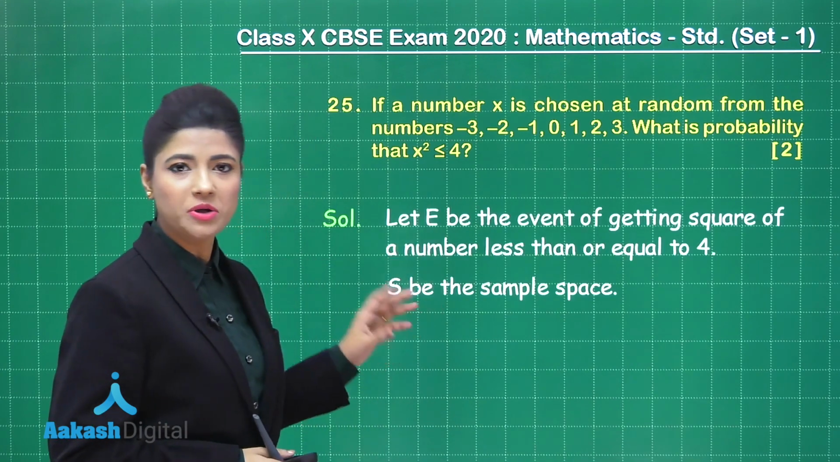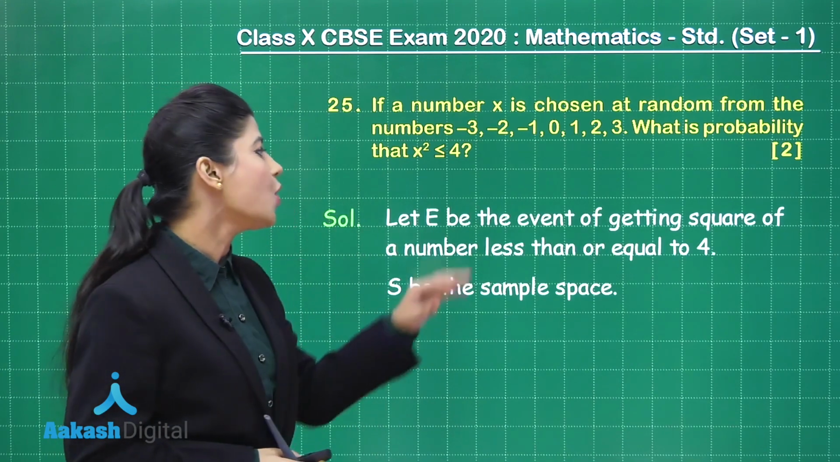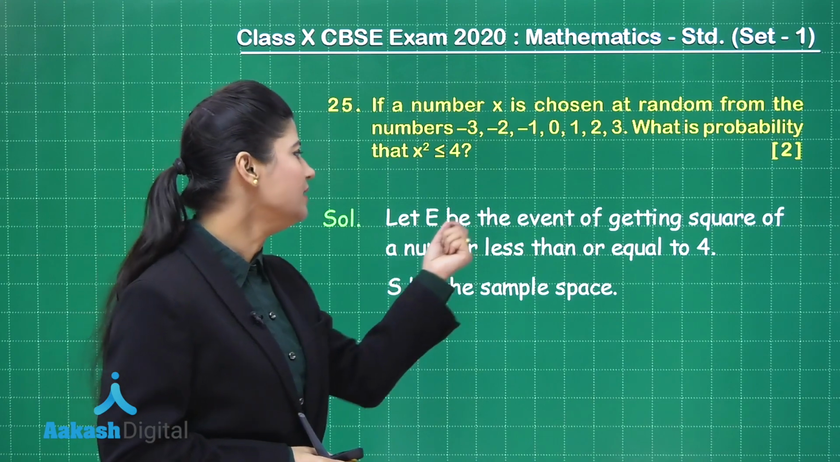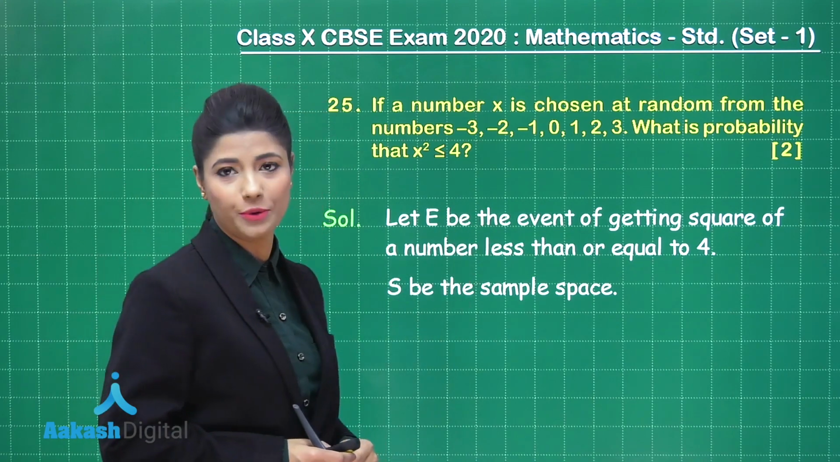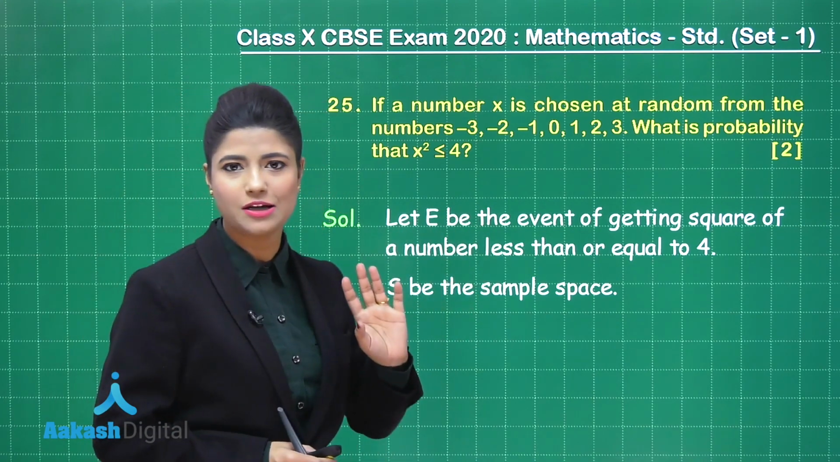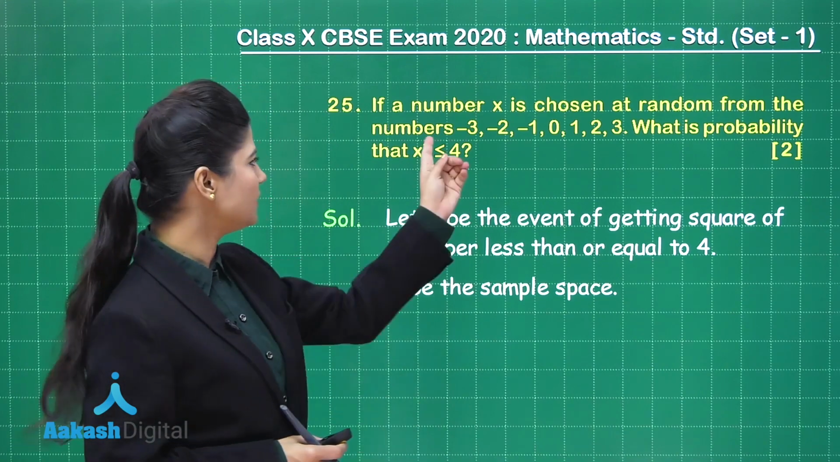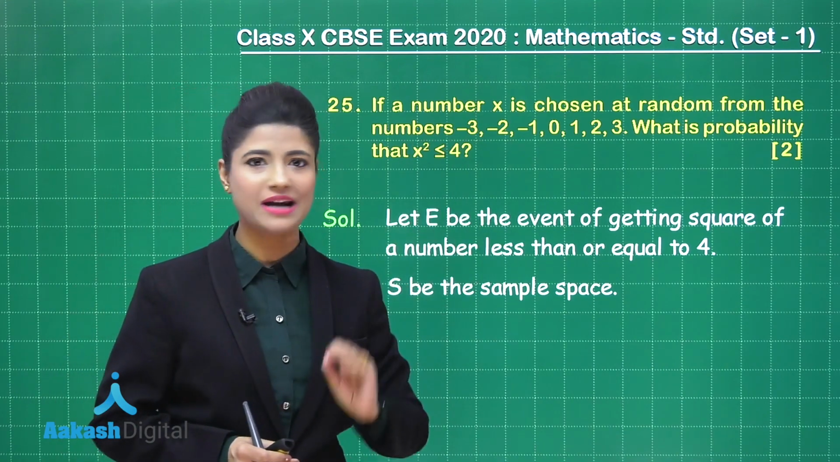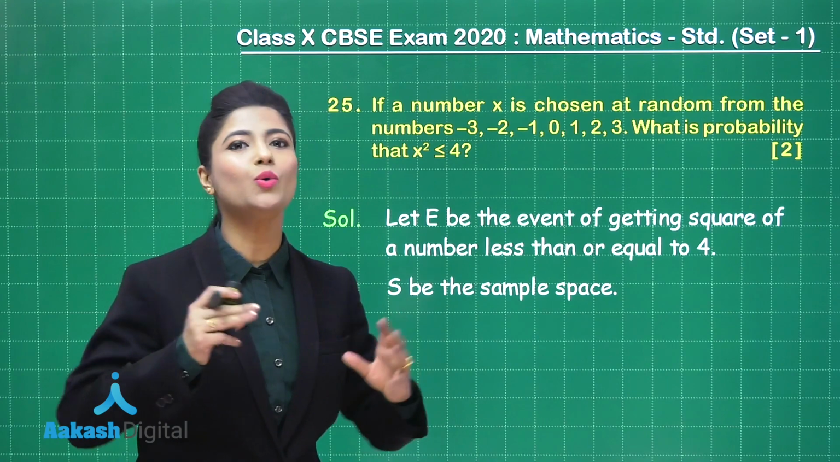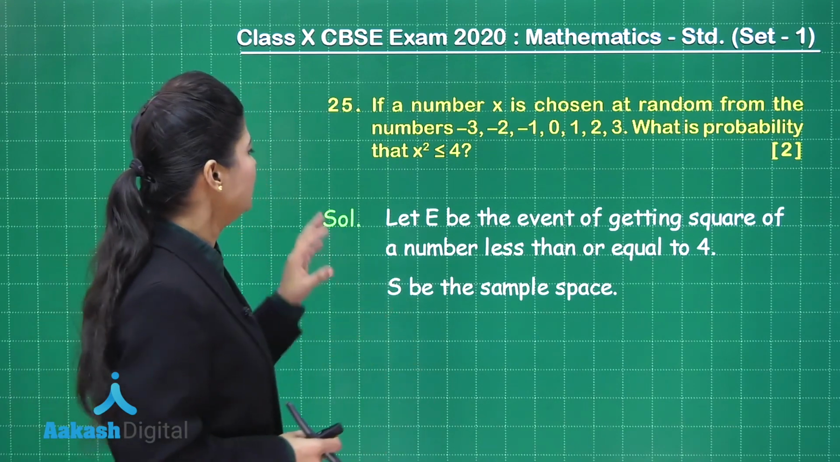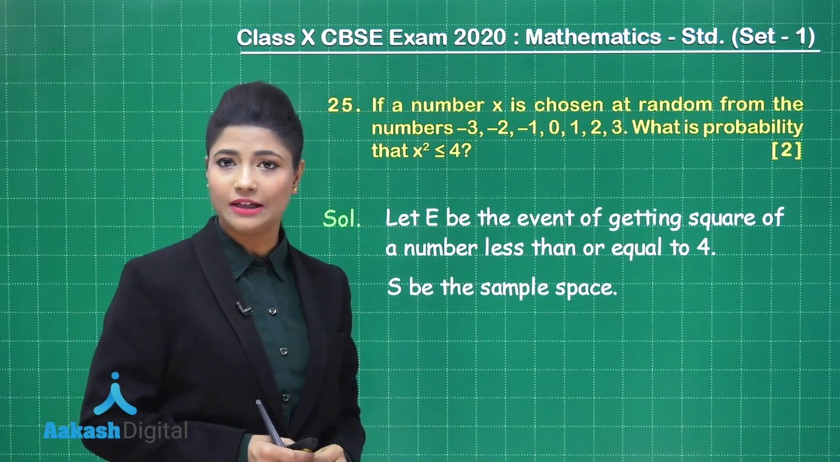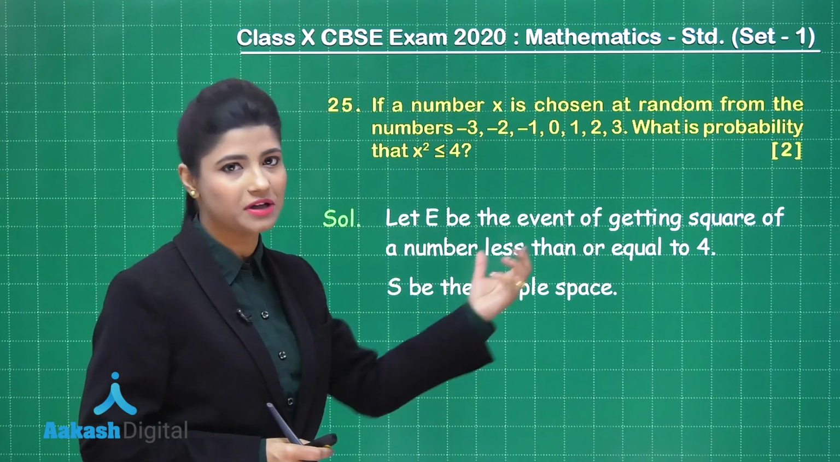Very first, I am going to consider E as an event of getting the square of a number less than or equal to 4, and S is the sample space. It's quite obvious, in the sample space you will have all these 7 numbers, that is -3, -2, -1, 0, 1, 2 and 3. And which numbers will be part of this event? Those whose square will be less than or equal to 4.